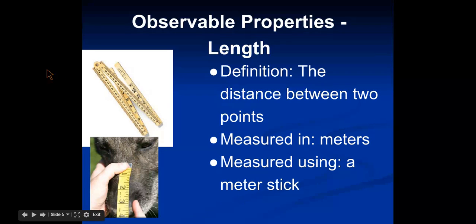Next thing we're going to talk about is length. The length is very straightforward. It's the distance between 2 points. In science class, we'll use meters as our unit to measure the length between 2 points. When we want to measure the length, we'll use a meter stick. We'll also be using rulers to measure length. Always be sure to use the side of the ruler with the metric system on it and not the side with the inches.